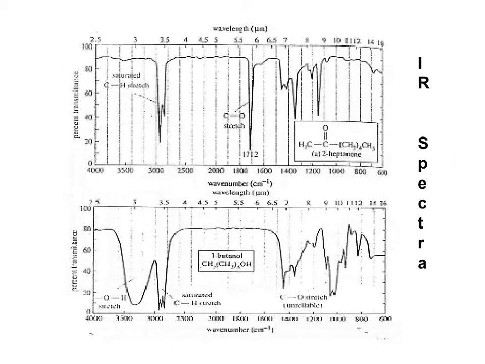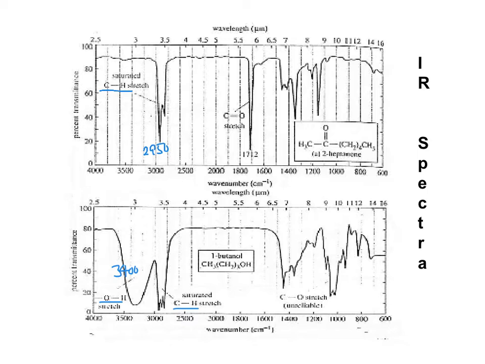These 2 IR spectra show 2-heptanone, which contains a ketone functional group, and 1-butanol, which contains an alcohol functional group. Stop the video and use the IR spectra to determine which bond is stronger, the CH bond or OH bond. And the answers are: 2950 wave numbers required to stretch a CH bond, 3400 wave numbers required to stretch an OH bond, so the OH bond requires more energy to stretch than the CH bond.